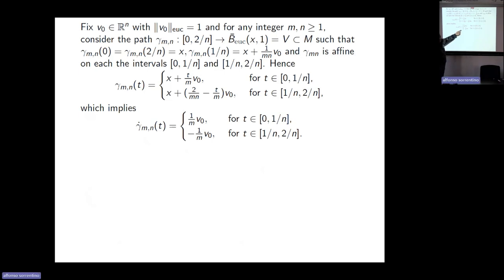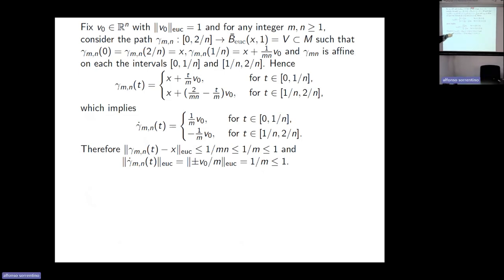So the derivative on the first interval is constant, it is 1 over m v0, and on the second one it is minus 1 over m v0. What is the distance of gamma n(t) to x? Well, you just look, it's less than 1 over mn, which is less than 1 over m, which is less than 1. So indeed, the path goes in the unit ball around x.